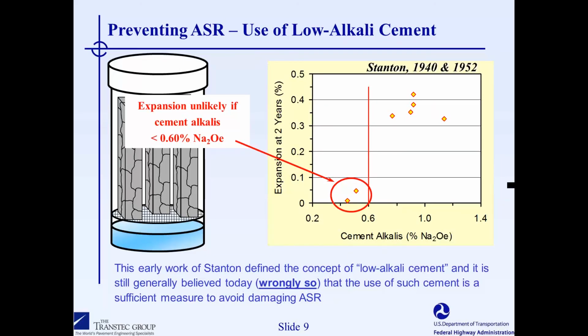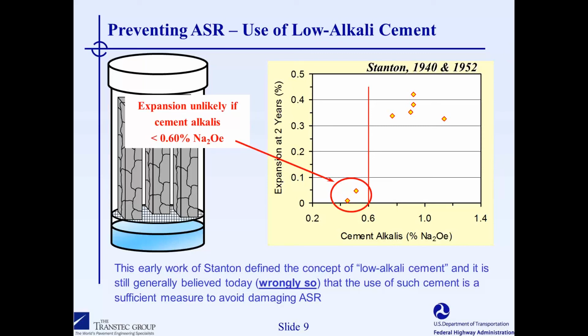So if we don't have reactive aggregates economically available to us, our second option is to perhaps control the alkali content of the concrete. And for a long time, it's been known that using low alkali cement can reduce the risk of alkali-silica reaction. In some specifications, there's almost complete reliance on this. Unfortunately, using low alkali cement doesn't eliminate the possibility of ASR, it merely reduces the risk.